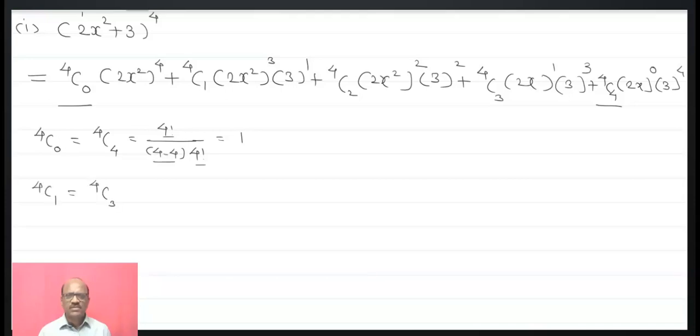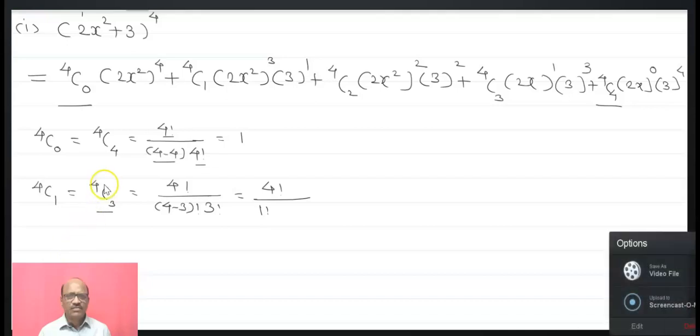Now next is 4c1, which is equal to 4c3. 4 factorial upon, now I have taken here 4c3, that is 4 factorial upon 4 minus 3 factorial into 3 factorial. That is 4 factorial upon 4 minus 3, which is 1 factorial, into 3 factorial. And you are getting the value. The value of 4C1 is 4.